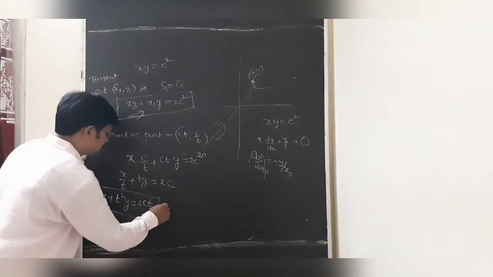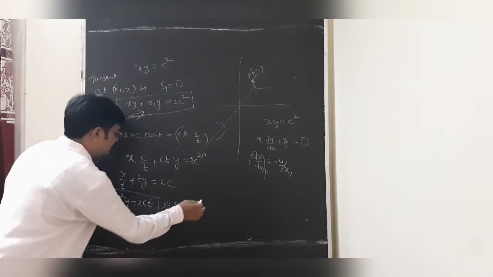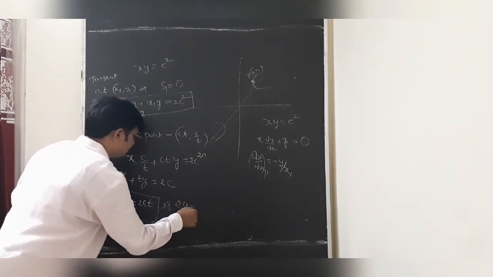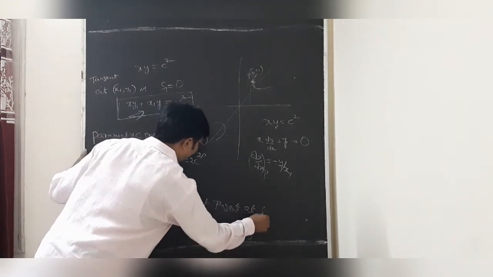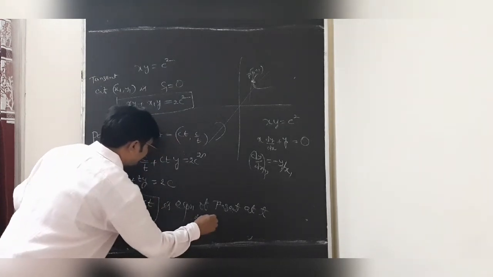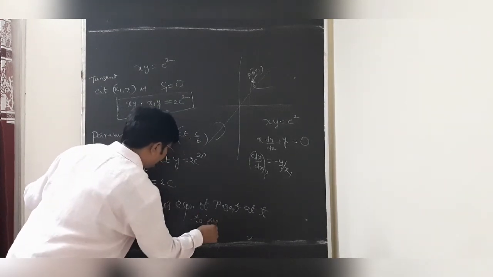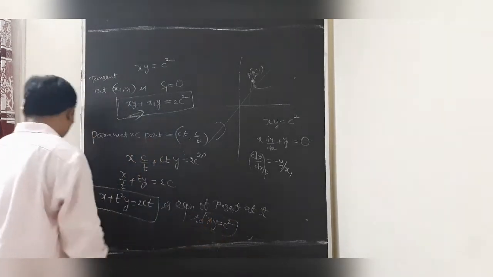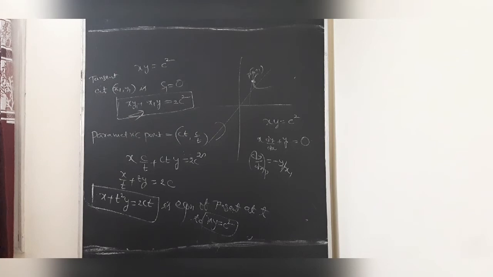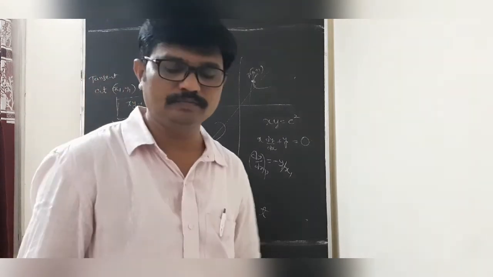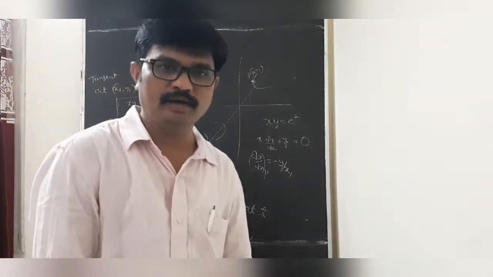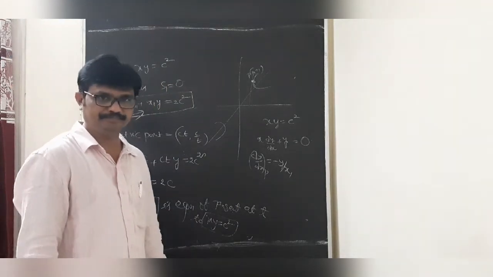What is the equation of the tangent at the point P to the rectangular hyperbola xy equal to c square? The equation of the tangent is x plus yt square equal to 2ct. This is the equation of the tangent at the point t. Okay students, write down. Now we are going to discuss about the normal at the point t.